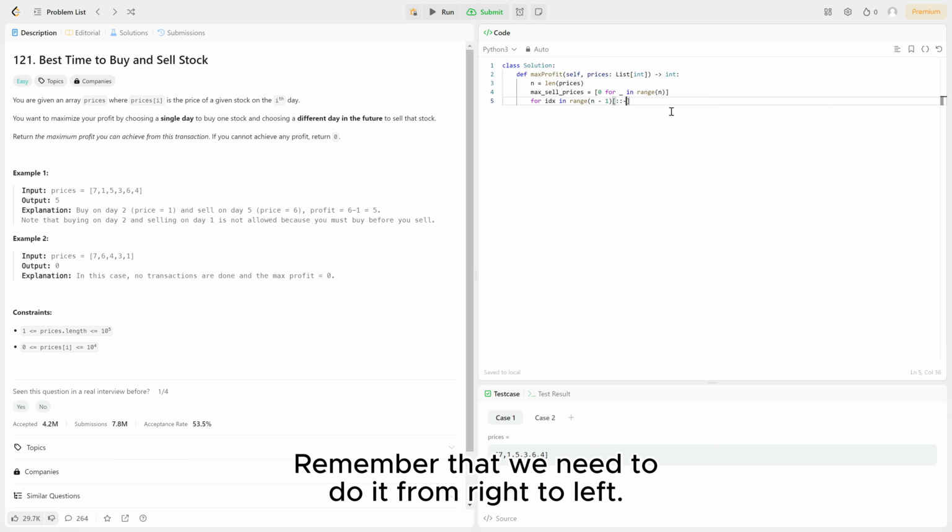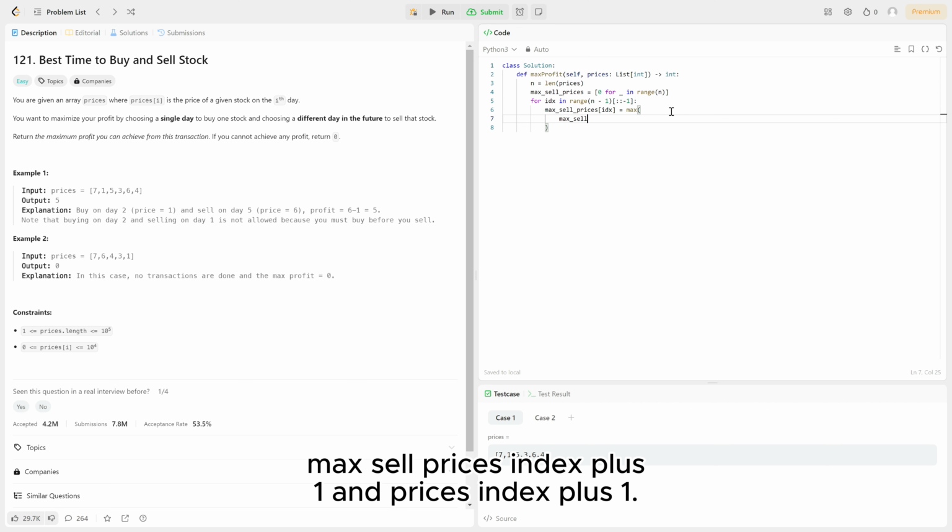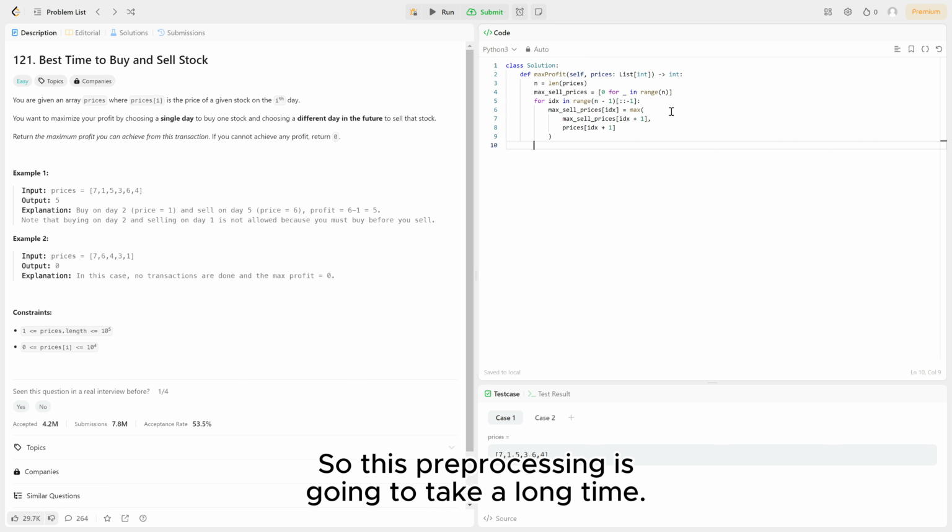Remember that we need to do it from right to left. Max sell prices at index is going to be the max of max sell prices at index plus 1 and prices at index plus 1. So this preprocessing is going to take O(n) time.